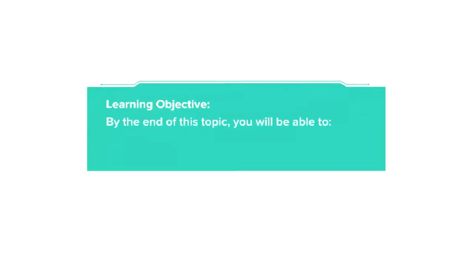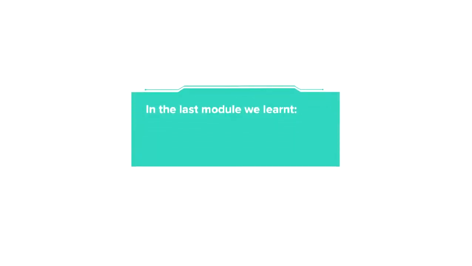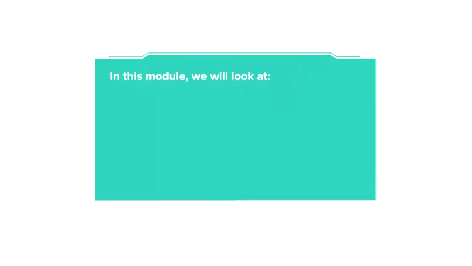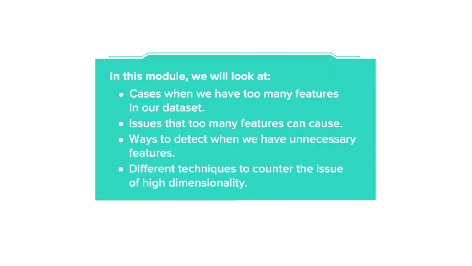By the end of this topic, you will be able to describe the issue caused by the high number of dimensions in the dataset. In the last module, we learned about the linear regression model and feature engineering, which deals with creating new features. In this module, we will be looking at cases when we have too many features in our dataset. What issues can it cause? How to detect when we have unnecessary features, and explore different techniques to counter the issue of high dimensionality.